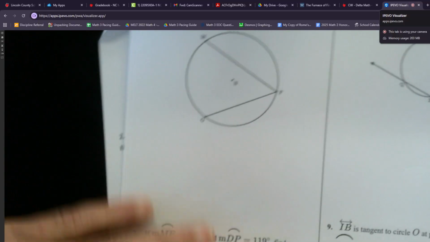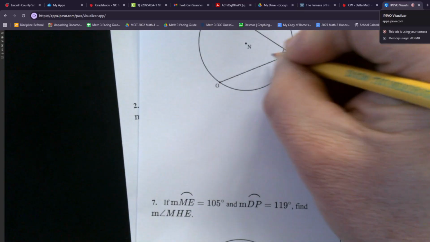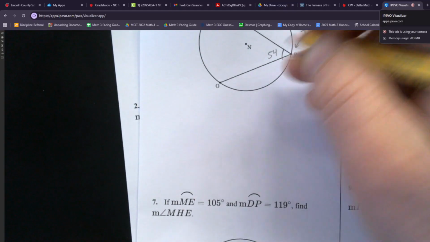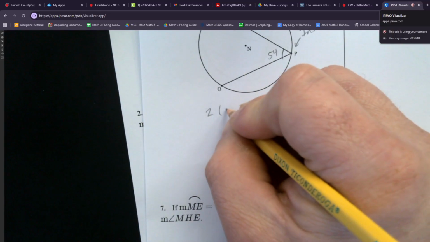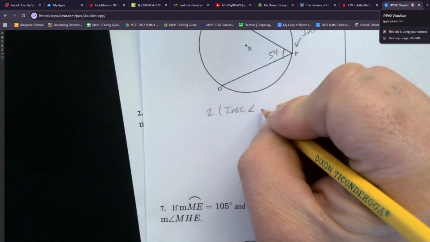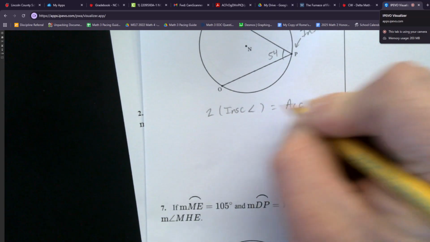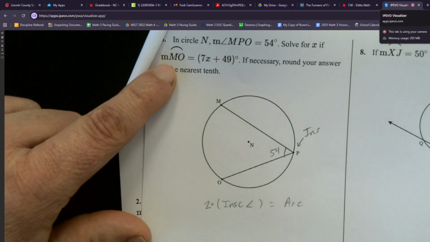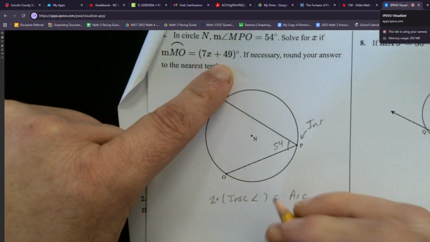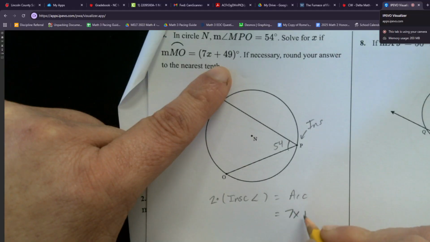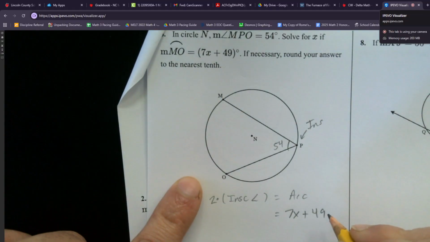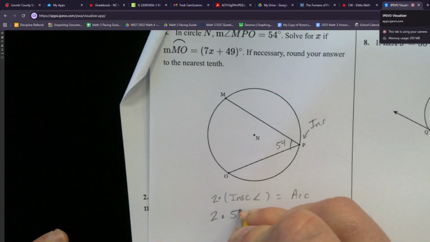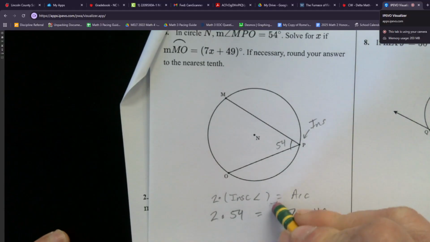All right. MPO is 54. That's inscribed. So let's see. It says the arc is this expression, 7x plus 49. And then the inscribed angle is 54. Okay, so 2 times 54 is equal to 7x plus 49.